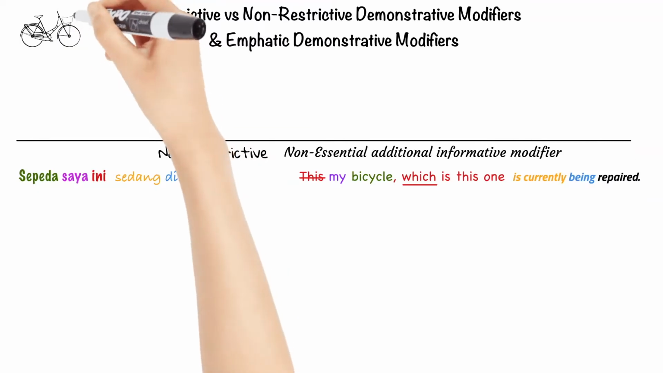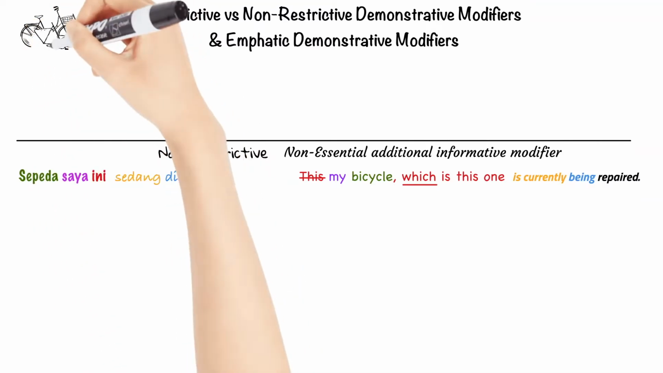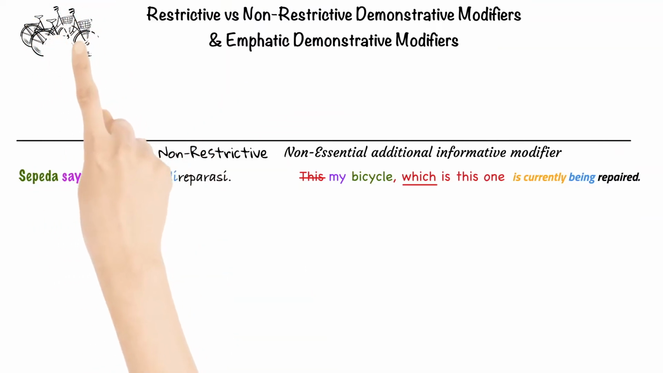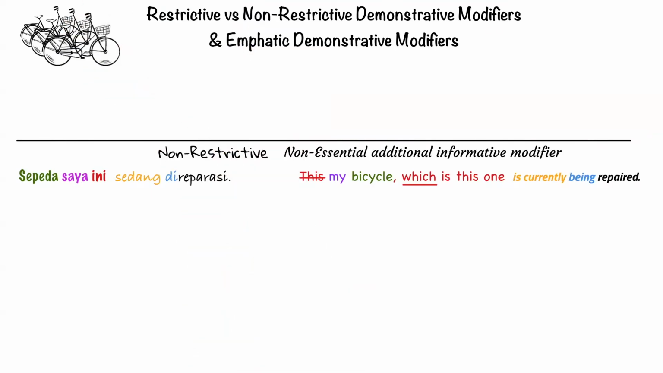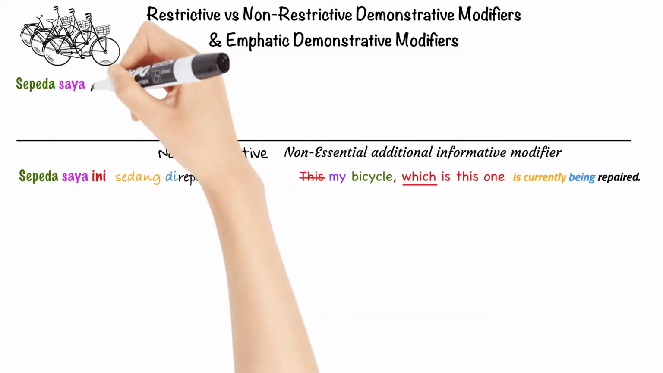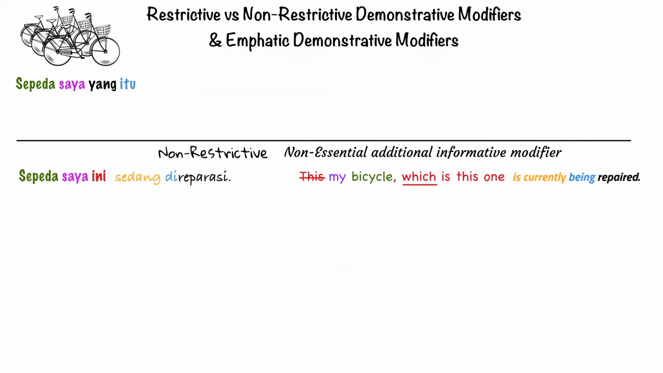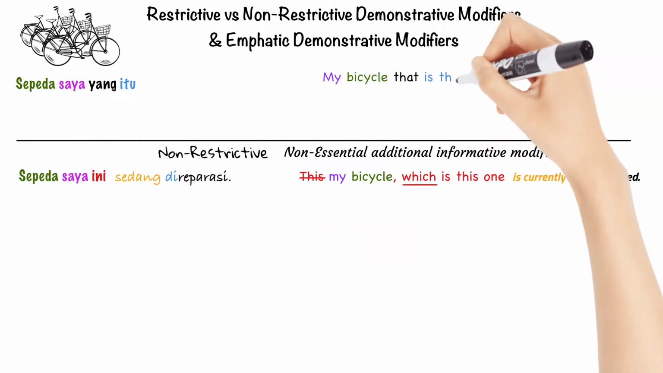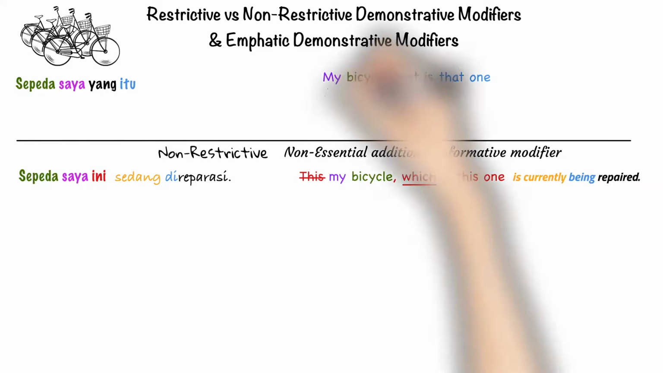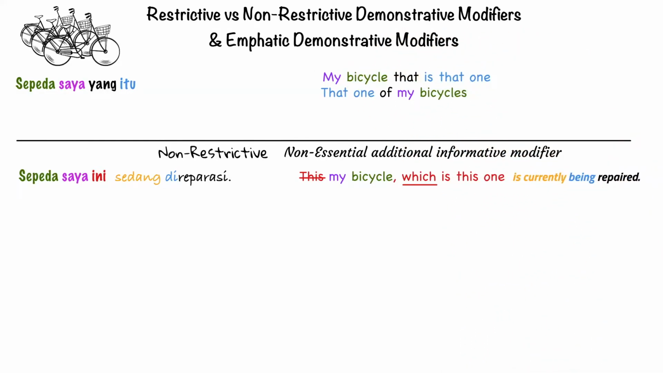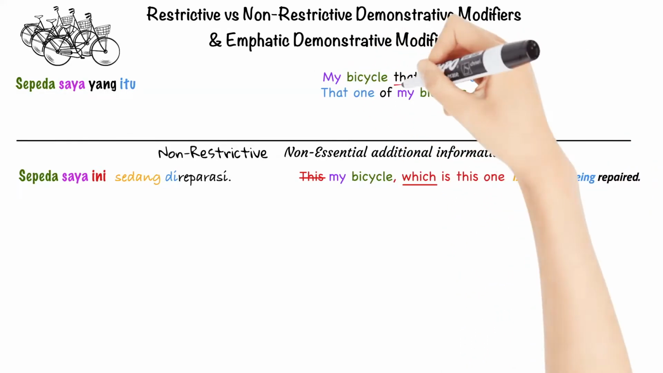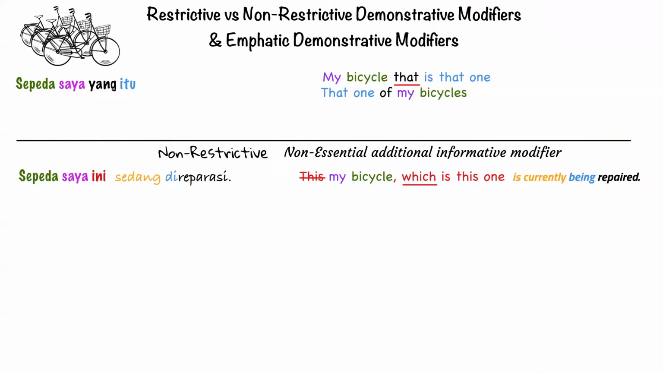But assuming in case you have more than one bicycle and you want to point out which one of them, in Indonesian we can say it by adding the word yang, becoming sepeda saya yang itu. This would mean my bicycle that is that one, or that one of my bicycles. As you see, now we put the connector that instead of which, since now it becomes essential or restrictive to determine which one of many bicycles of mine.